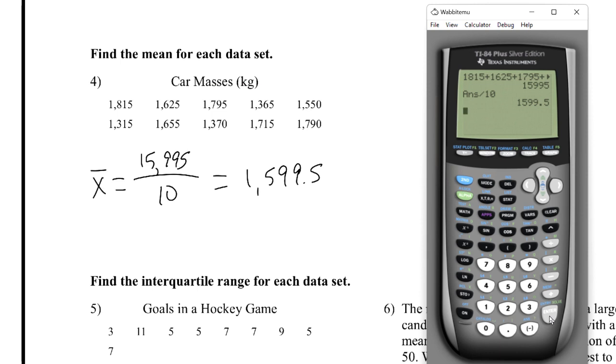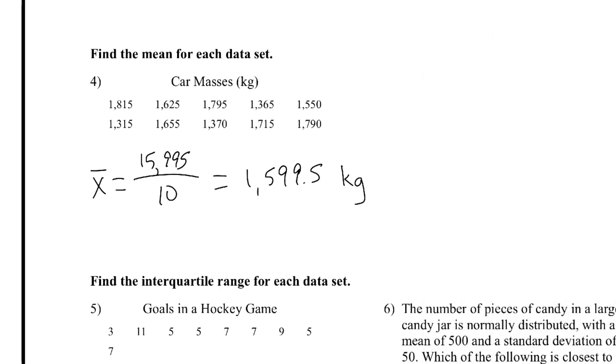And that is the mean, or the x bar. That's one way we write it. The x bar, or the mean. Same thing. And that is in kilograms. So on average, a car weighs 1,599.5 kilograms.